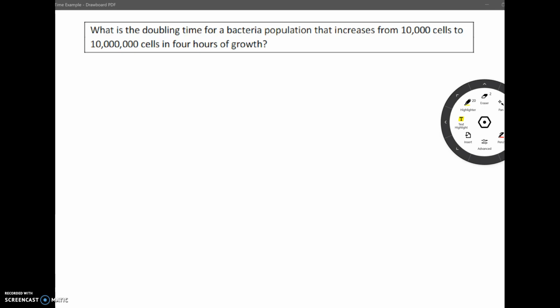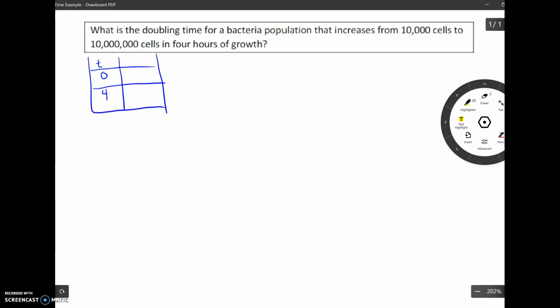If the population of a bacteria goes from an initial value of 10,000 to 10 million cells in 4 hours, what's the doubling time? So the first thing that we did was talk about how the data points that were given could be thought of as values in a table of values. So we have an initial population of 10,000, and then that grows to 10 million after 4 hours.